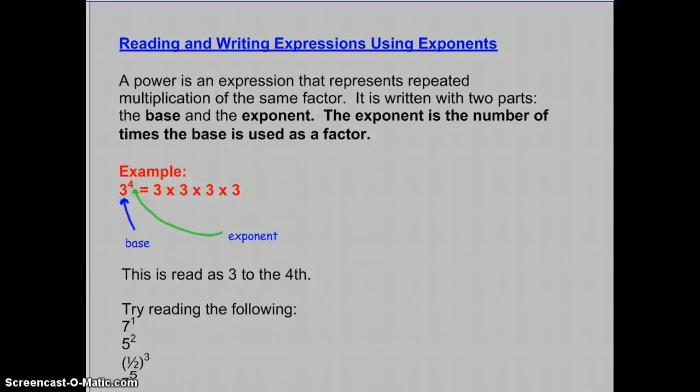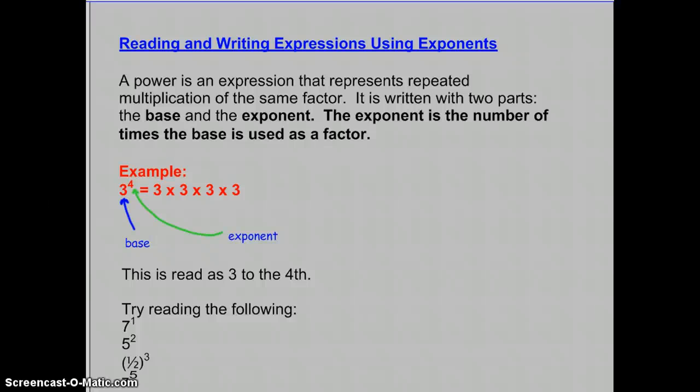We want to read and write expressions using exponents in this section as well. So we have to again look at a little bit of vocabulary. A power is an expression that represents repeated multiplication of the same factor, the same number. It's written with two parts. You have the base and you have the exponent.